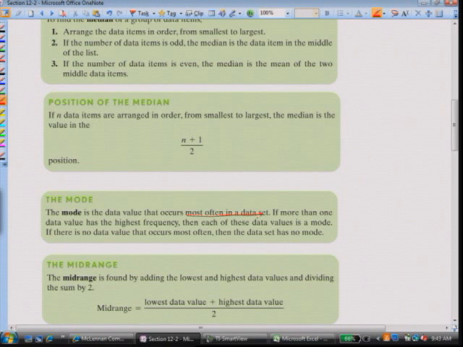The mid-range is found by adding the lowest and the highest data value and dividing the sum by 2.